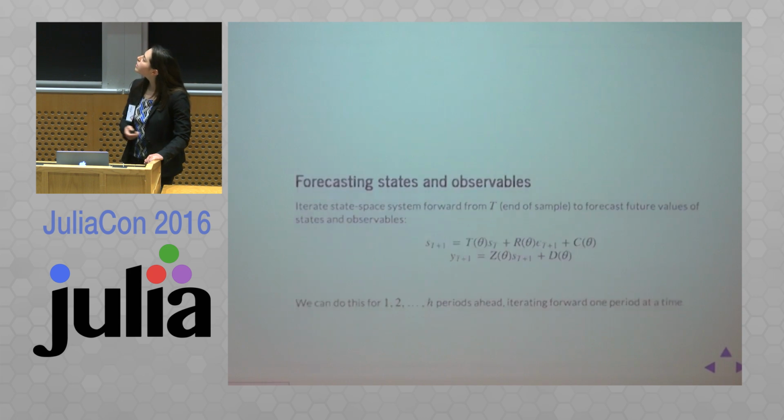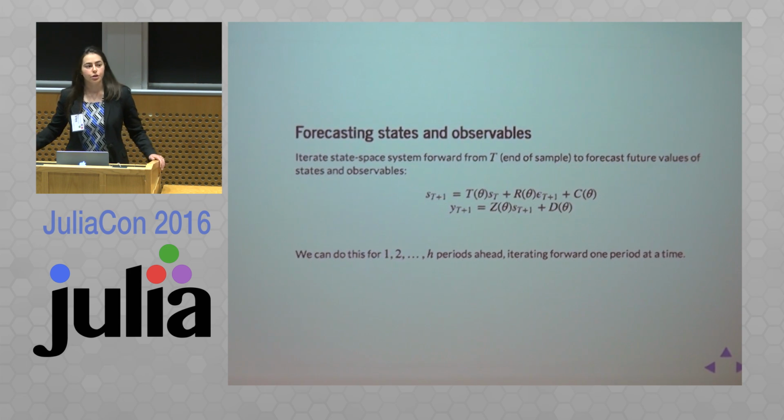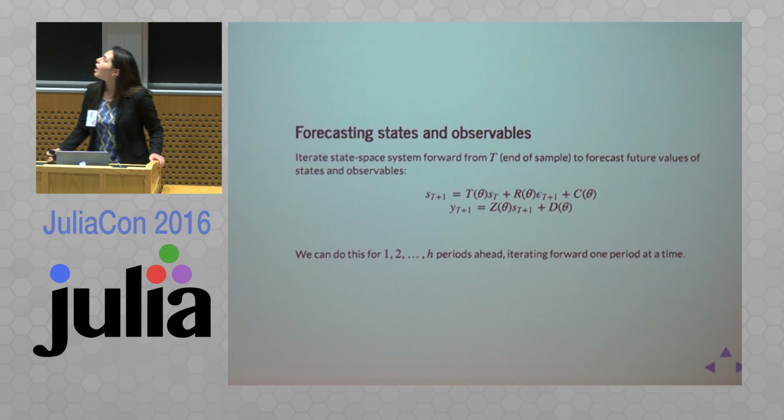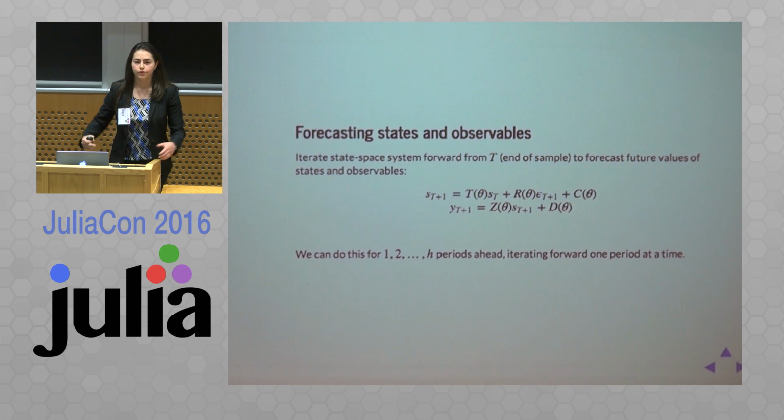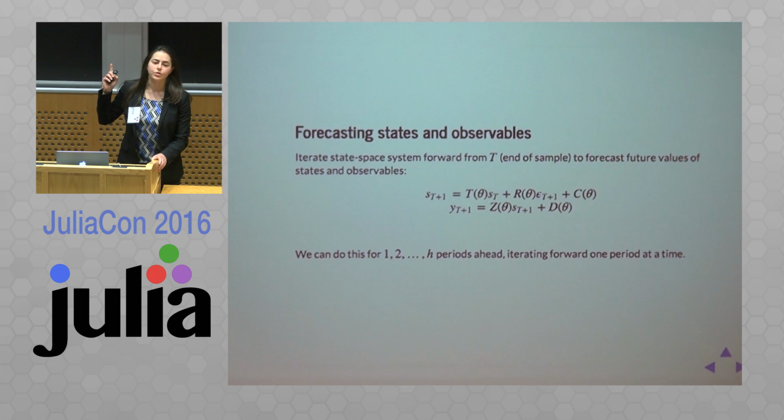But then once we have some idea of what the posterior distribution of our parameters looks like, all we have to do is forecast the model. And that's really easy because we have a state space model. So we can just iterate it forward as many times as we want. And then we can draw values of epsilon, the shocks, and apply those to perturb the system.